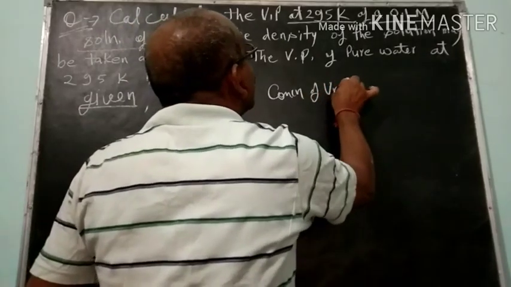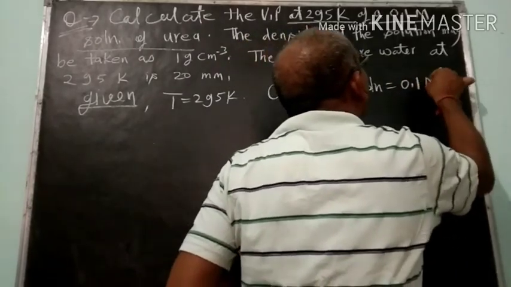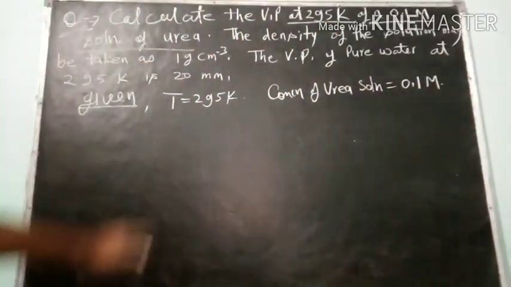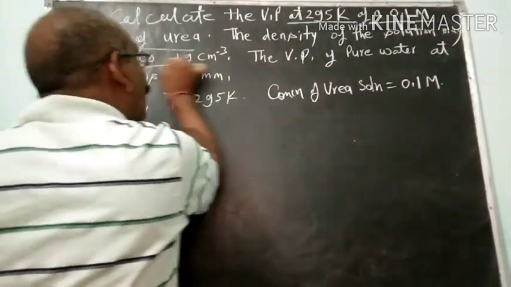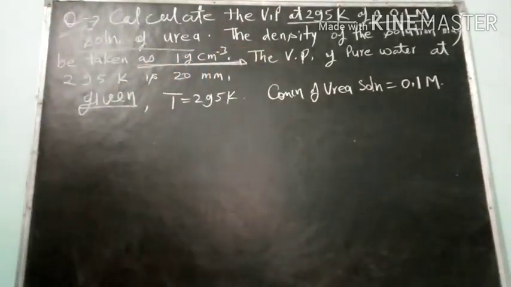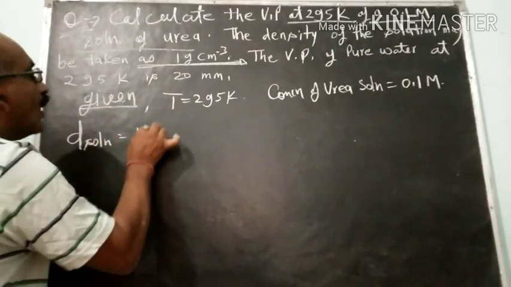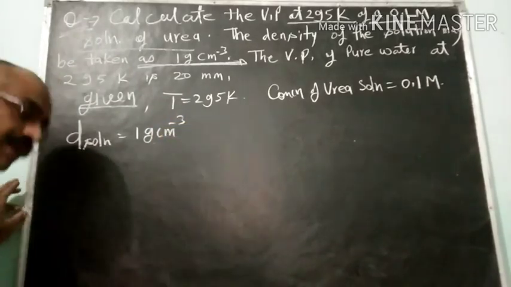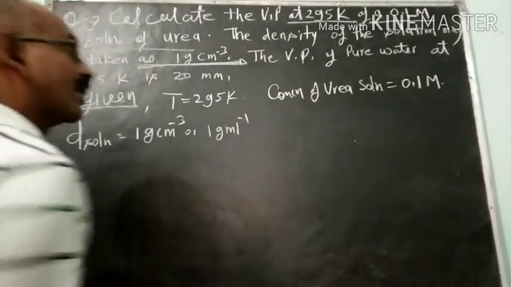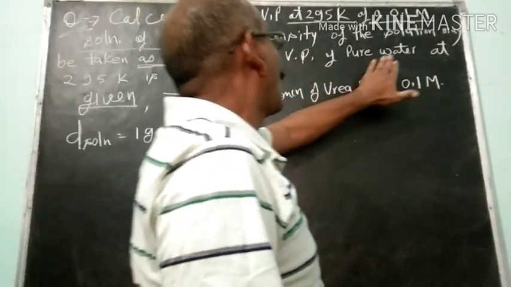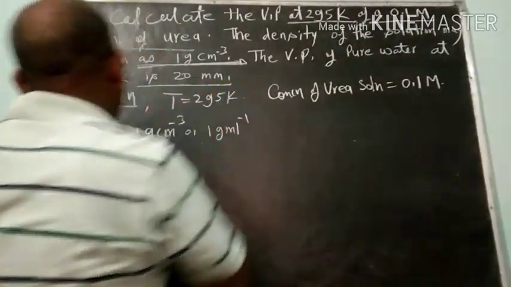Meaning the concentration of urea solution is given, 0.1 m. The density of the solution may be taken as 1 gram per cubic centimeter. See here, the density of solution is given as 1 gram per cubic centimeter, or you can write 1 gram per ml. Okay. The vapor pressure of pure water at 295 Kelvin is 20 mm.